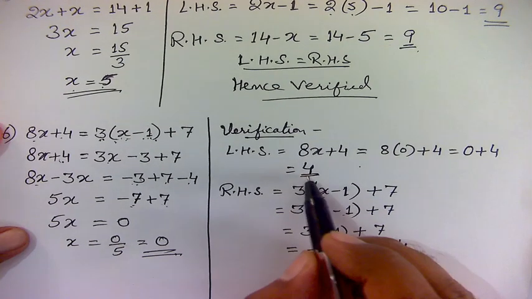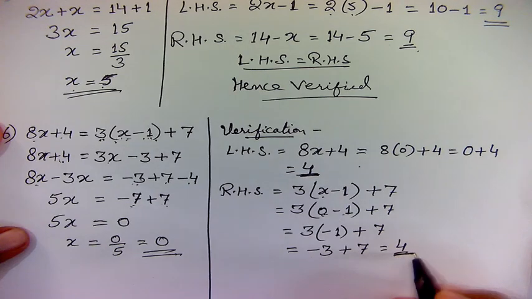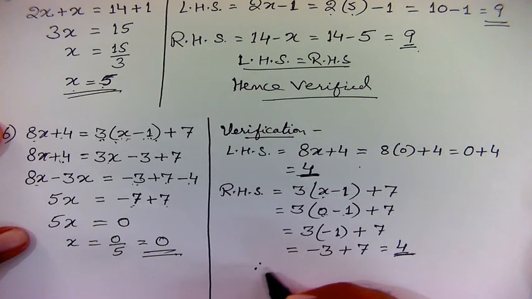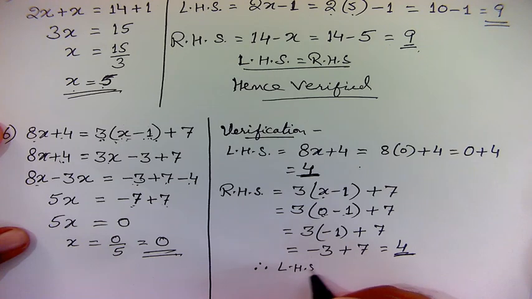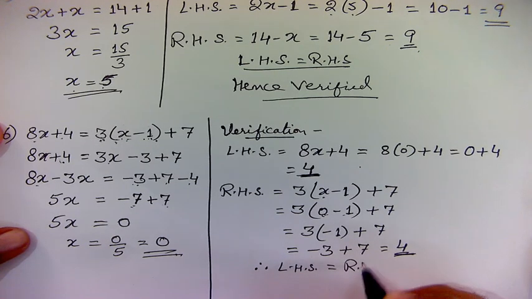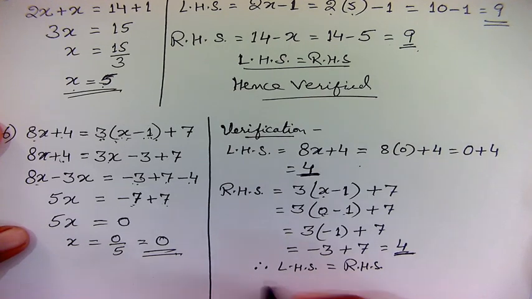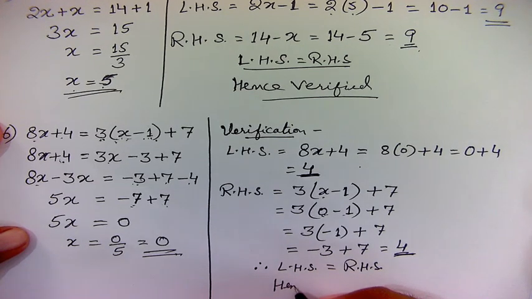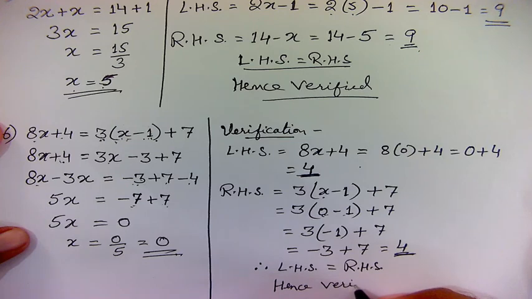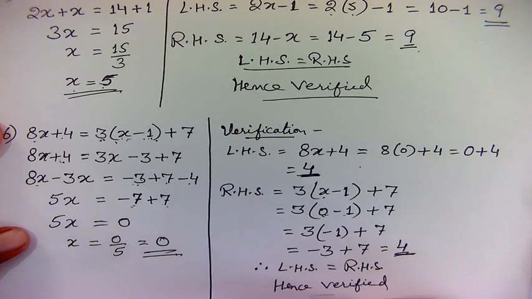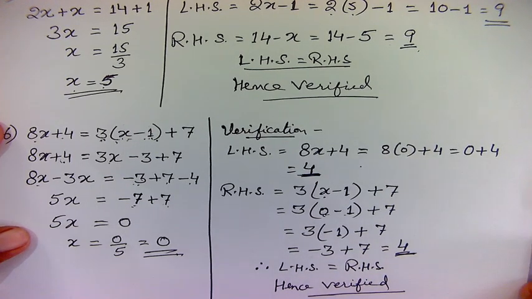So you can see here that on the left hand side the value is 4, and on the right hand side the value is 4. Therefore, the left hand side is equal to the right hand side. And when both the sides are equal, then the result is verified. So now let's move towards question number 7.